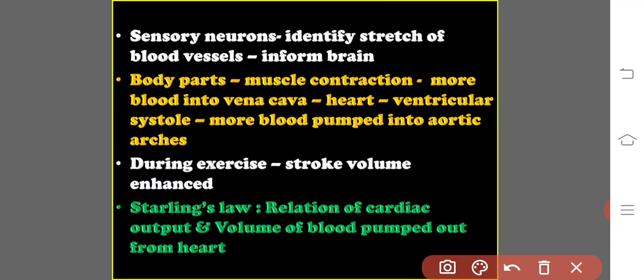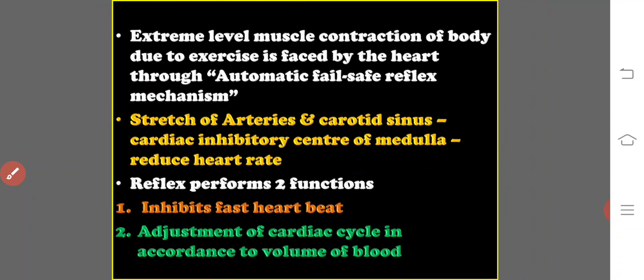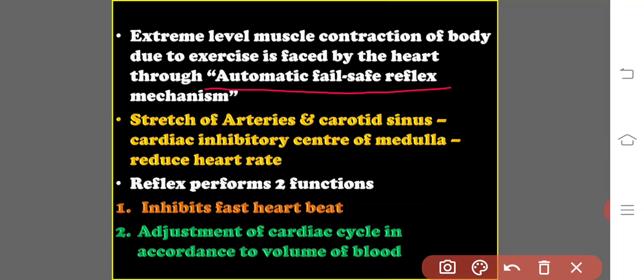And due to exercise, more contraction of muscles takes place within the body, which will be met by the heart through a particular mechanism. The extreme level of muscle contraction of the body due to exercise is faced by the heart through a fantastic mechanism known as the automatic fail-safe reflex mechanism. So during this mechanism, what happens? The stretch in the aorta and the carotid sinus will give a signal to the cardiac inhibitory center, and thereby the cardiac inhibitory center inhibits the heart rate.